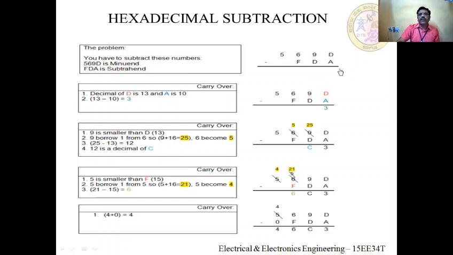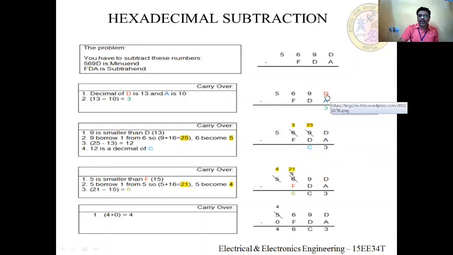First we have to write, so how many steps are there? Step number 1, step number 2, step number 3 and step number 4. Here in step number 1 we are supposed to subtract A from D. We cannot subtract D as it is with A.